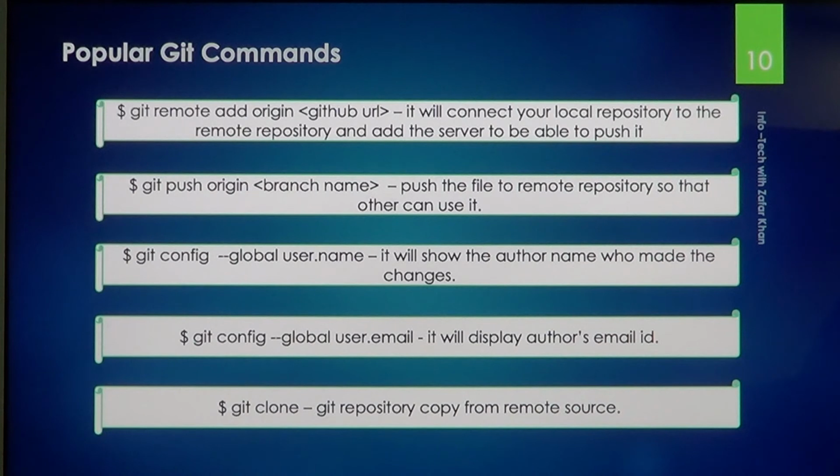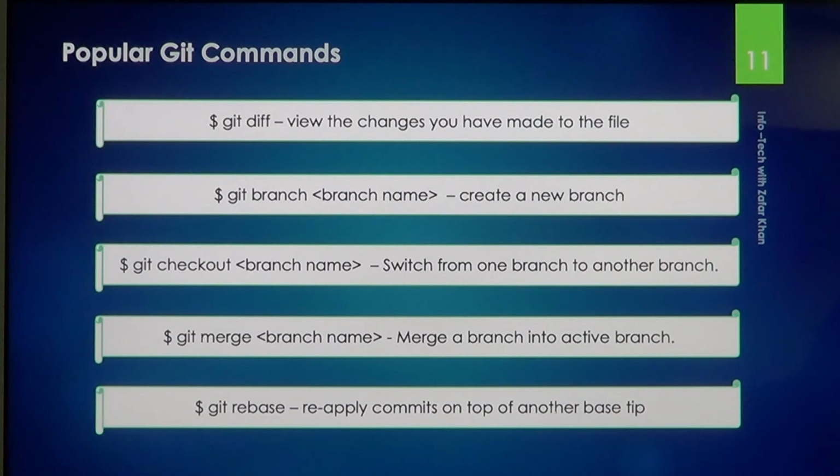The next one is git config --global user.name. It will show the author name who made the changes. So the person who changed the file will be displayed by using this command. Then there is another command called git config --global user.email. It will display the author's email ID. Then there is another command called git clone. Git clone copies a repository from remote sources. There is a command called git diff. It will show the changes you have made to the file.